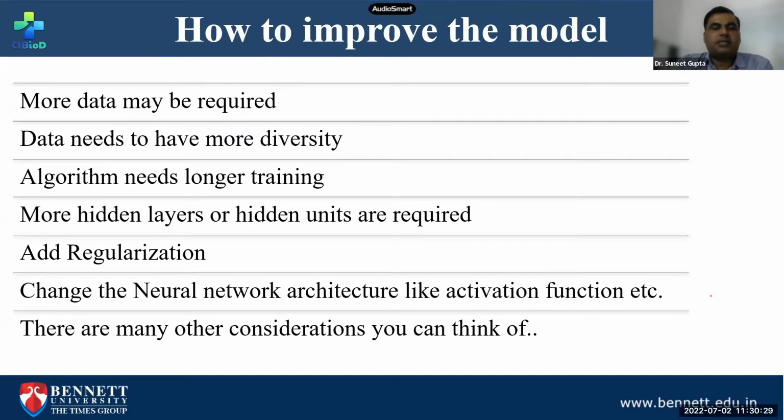So this is point number 2, and then the algorithm needs longer training. Let's say you build a model, and you run that model for just one epoch, and you declare that the model is not working well. There is no problem with the data or the model; the problem is with the learning or training. So what you have to do is provide longer training to that model. Okay, so more hidden layers and hidden units. Yeah, the rest of the things are technically related to deep learning, so I'm not going too deep into all these points.